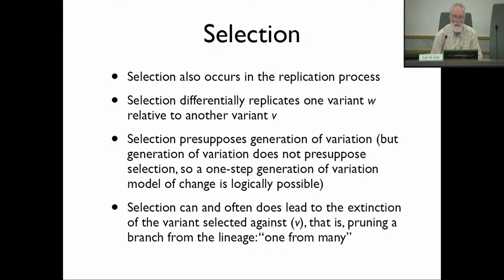So you can think of that as one from many. Before, you had a period where people were replicating V or W, and then if W is differentially replicated, eventually people will stop replicating V and will be down to just one variant. And that we usually think of as a change from V to W in the history of the language. So that's the basic structure of generation of variation versus selection and how it differs from it.